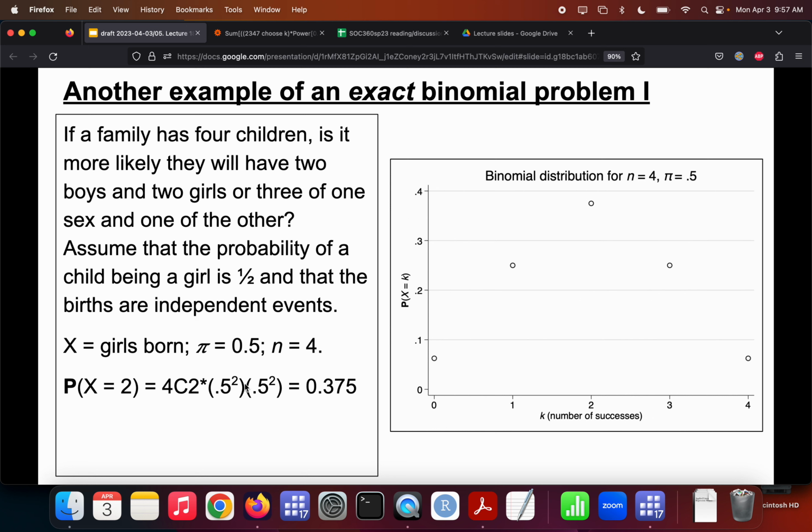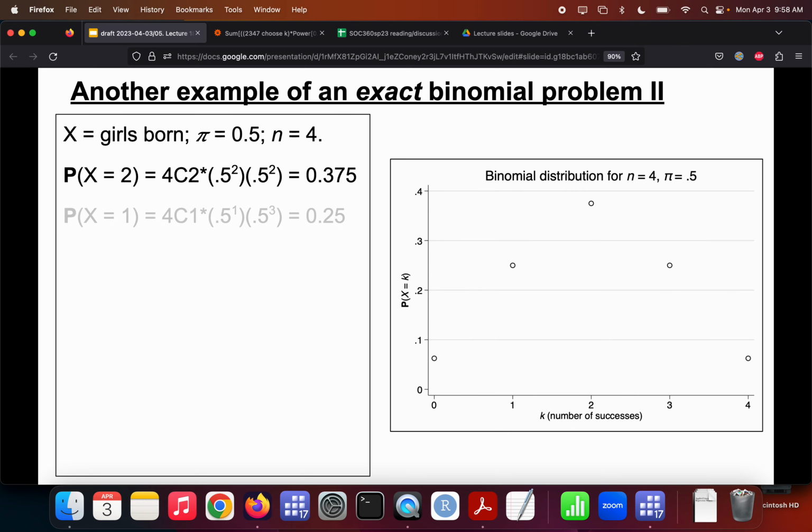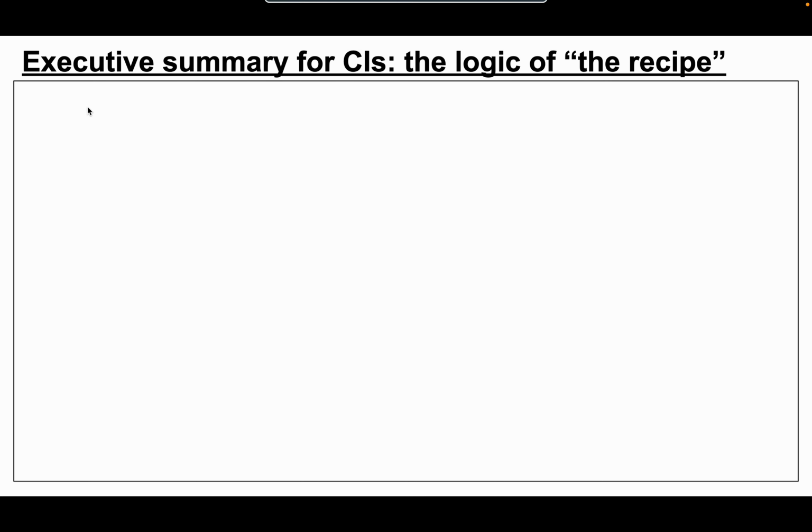And we get 0.375, and then we have the same thing for x equal to 1, and then hopefully you can also see that for x equal to 3, it's just going to be symmetric. So we can just double the second probability to get p of x equal to 3. So the probability of 3 of one sex, 1 of the other, is actually significantly larger. It's 0.5 as opposed to 0.375.